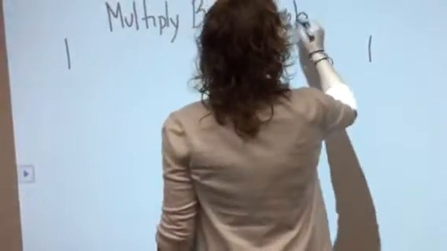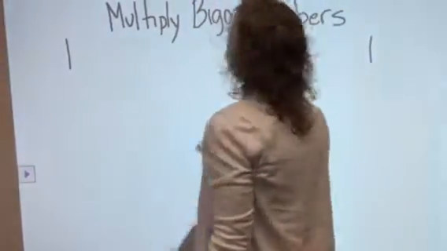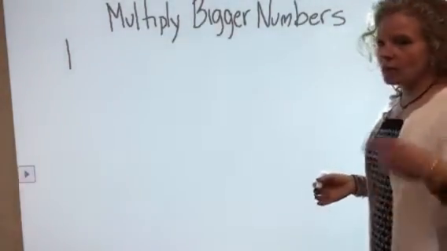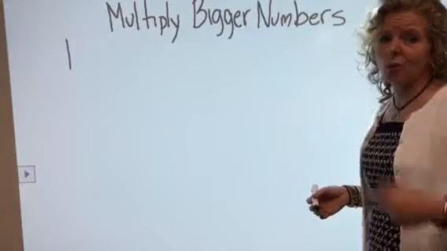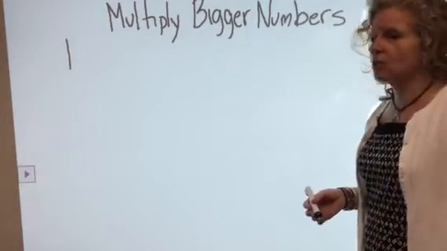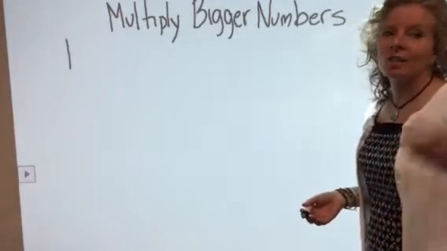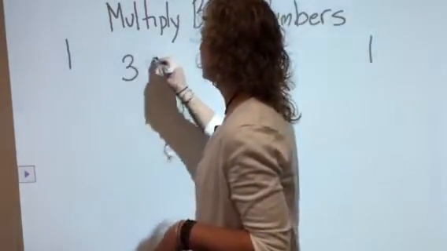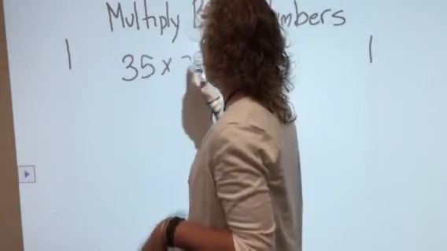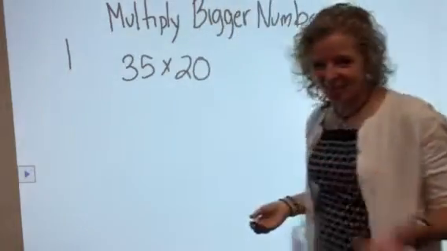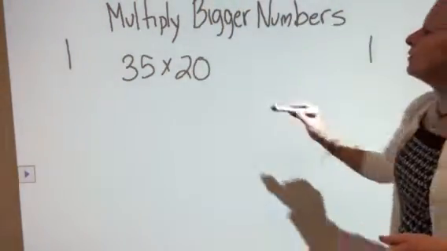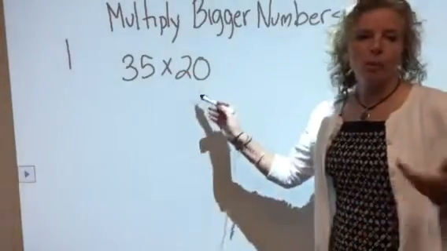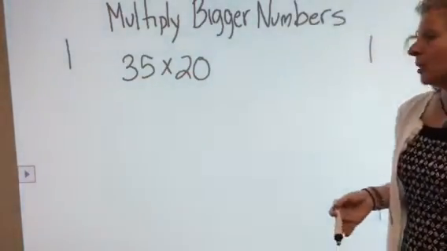All right, let's talk about a couple of ways that we can multiply bigger numbers. We've been practicing 1-digit times 2-digit multiplication and 1-digit times 3-digit multiplication. We've talked about 1-digit times 4-digit. Now I kind of want to enter the world of 2 digits times 2 digits. So first we're going to talk about when we multiply by multiples of 10: 10, 20, 30, 40.